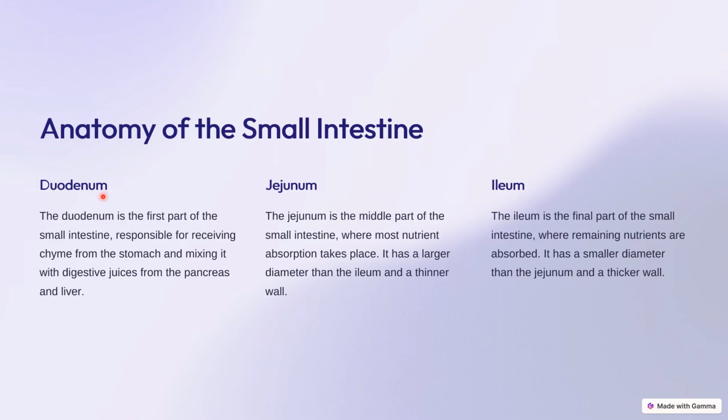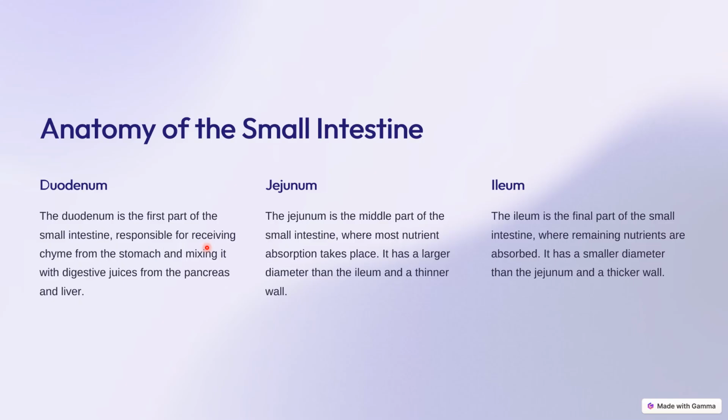So first part is the duodenum. It's the first part of the small intestine which is responsible for receiving the chyme. We have already discussed this in the video of esophagus and stomach. So basically, the food which enters the stomach gets mixed with the digestive juices and muscle contraction of the stomach breaks it down, chyme is formed, and then from the stomach it comes to the small intestine.